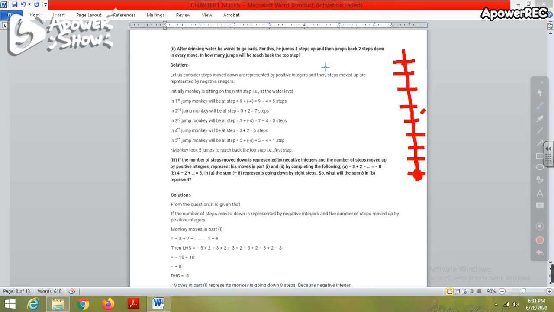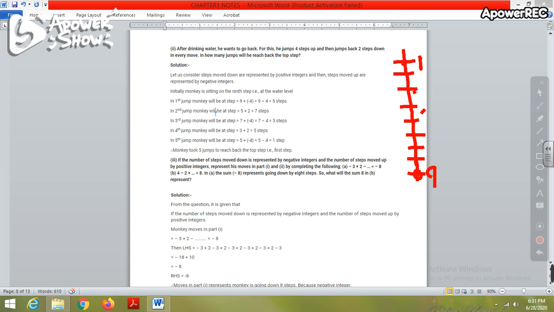I am again repeating. From the first case we see that this is our first step and this is our 9th step. Whenever the monkey is moving downward, we are adding those steps, and whenever the monkey is moving upward, we are subtracting those steps. Similarly in this case, now the monkey is at the 9th step, so whenever he is moving upward, we are going to subtract those steps, and whenever he is moving downward, we are going to add those steps.